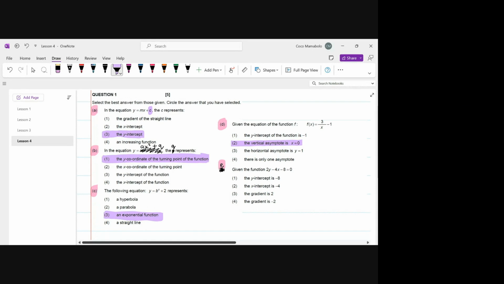All right. Then this last one. We are given the function 2y minus 4x minus 8 is equal to 0. Who can tell me what function is this? What function is that? What kind of function are we looking at in E?